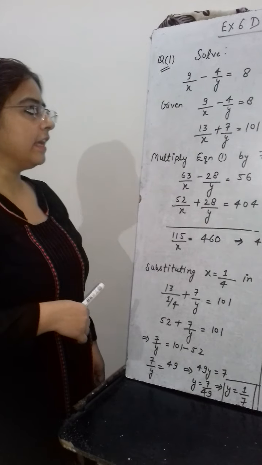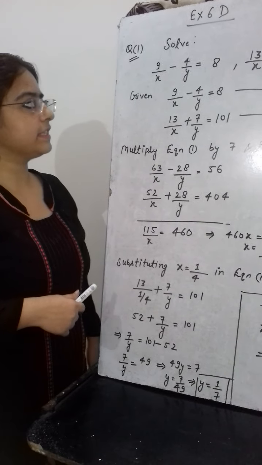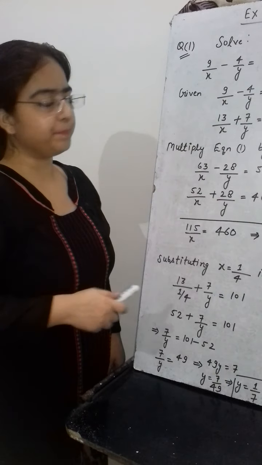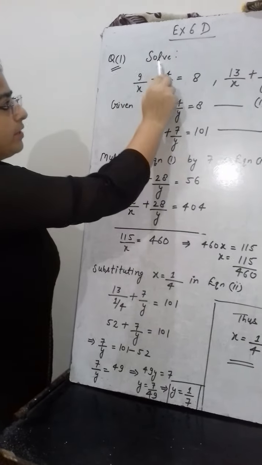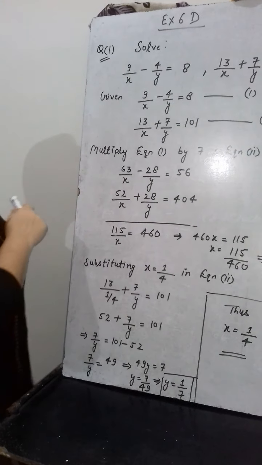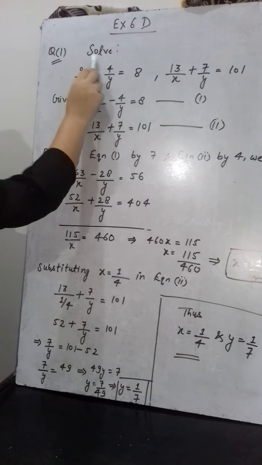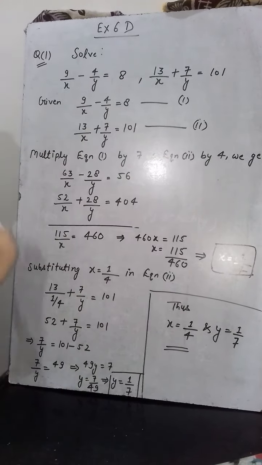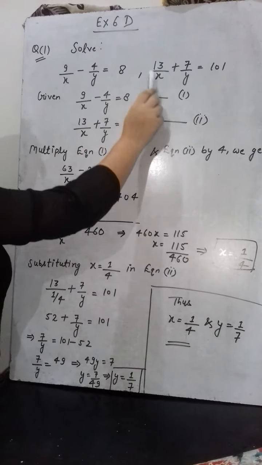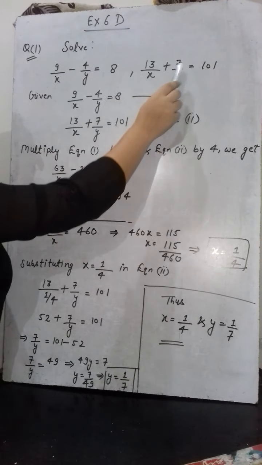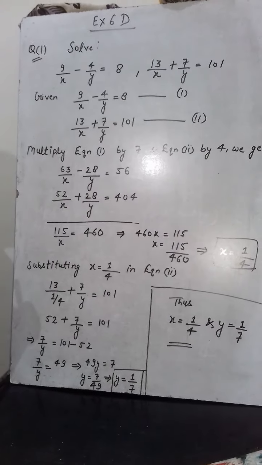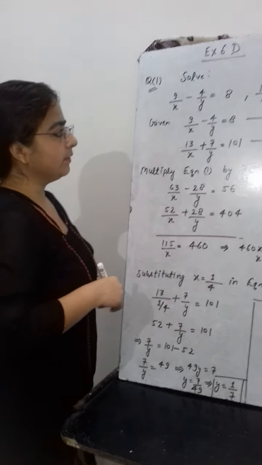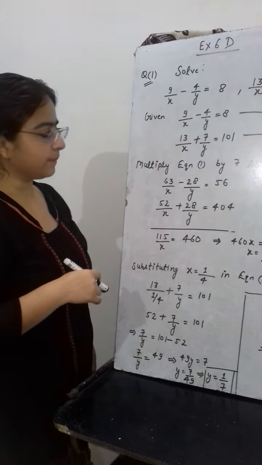Dear students, in this video we will discuss some of the questions of exercise 6D. So let's see the first question of exercise 6D here. It is given: solve 9/x - 4/y = 8, and the second equation is 13/x + 7/y = 101. So we have to find the values of x and y by using these equations.